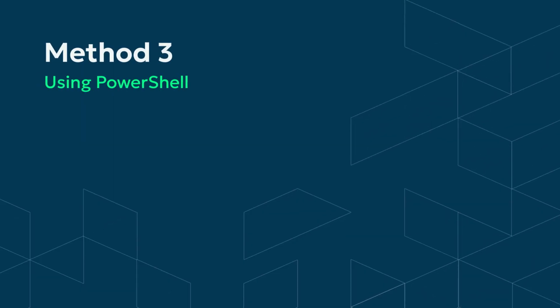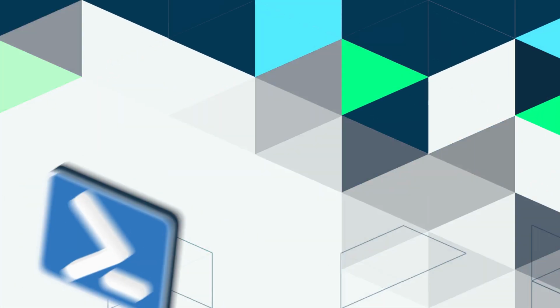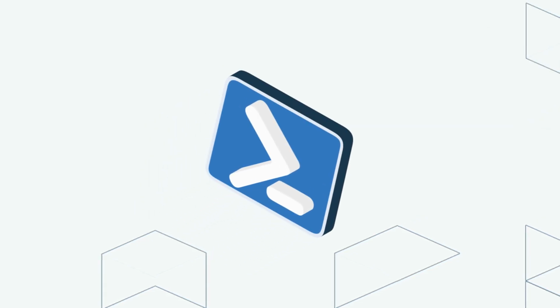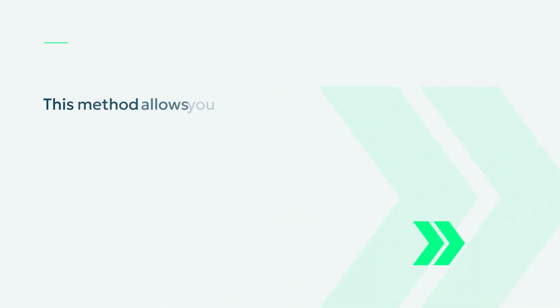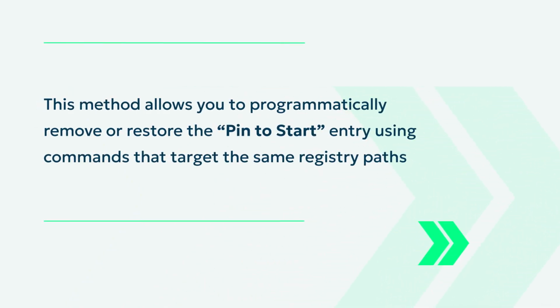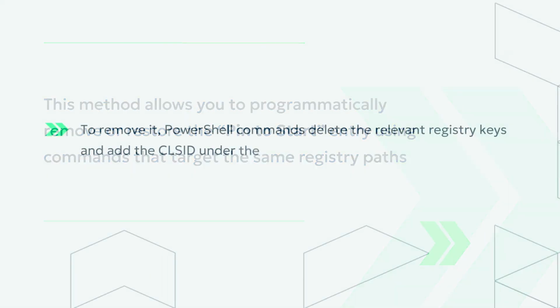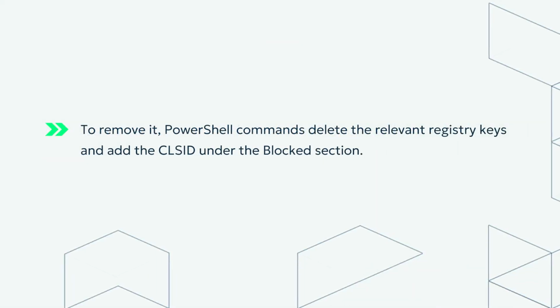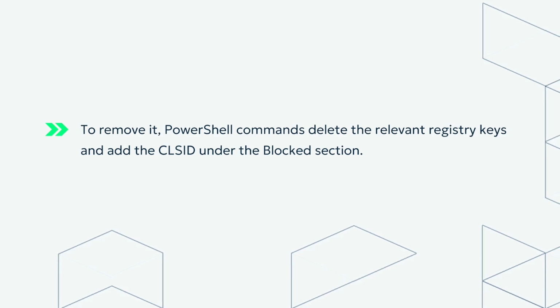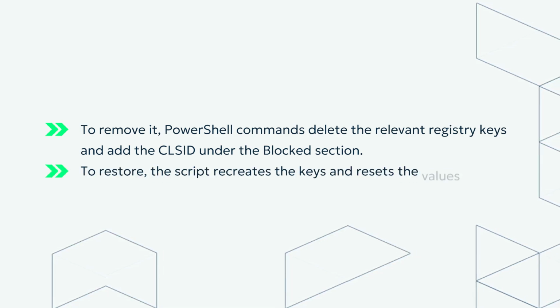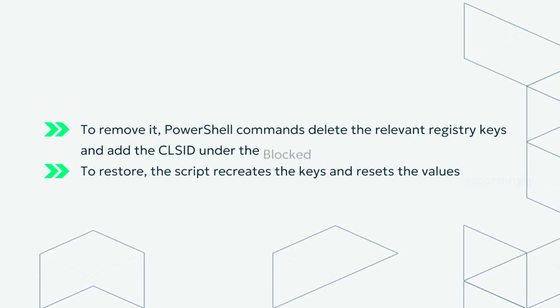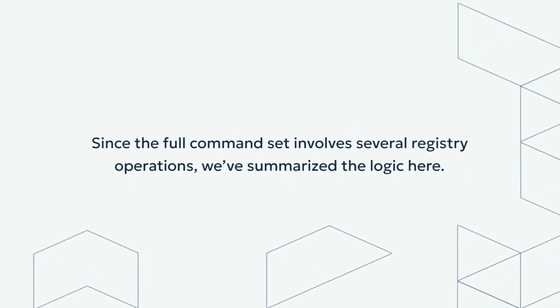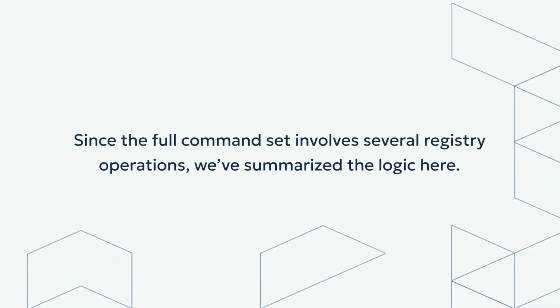Method 3. Using PowerShell. If you prefer automation or RMM integration, PowerShell offers a clean, scriptable option. This method allows you to programmatically remove or restore the Pin to Start entry using commands that target the same registry paths. To remove it, PowerShell commands delete the relevant registry keys and add the CLSID under the blocked section. To restore, the script recreates the keys and resets the values accordingly. Since the full command set involves several registry operations, we've summarized the logic here.